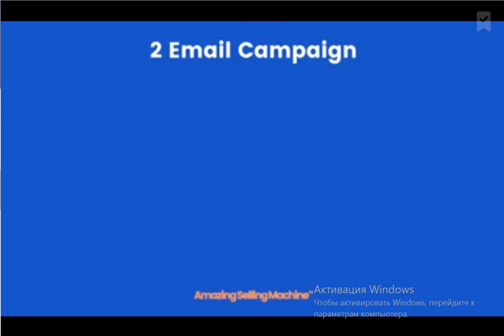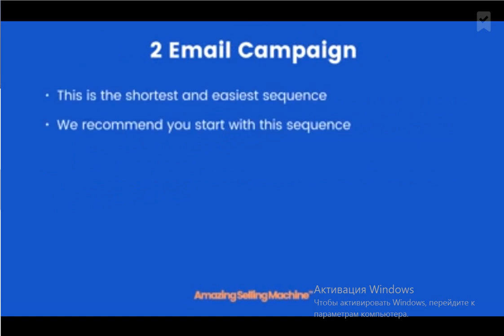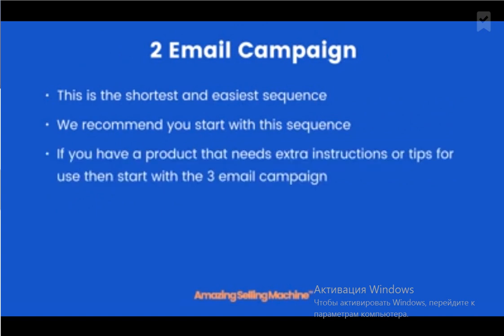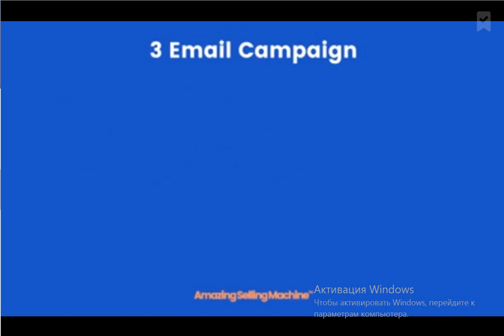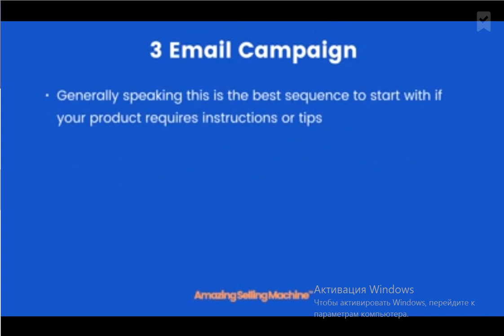A 2-email campaign. This is the shortest and easiest sequence, and we recommend you start with this sequence of just 2 emails. If you have a product that needs extra instructions or tips for use, then start with the 3-email campaign, which moves us nicely on to the 3-email campaign. Generally speaking, this is the best sequence to start with if your product requires instructions or tips.